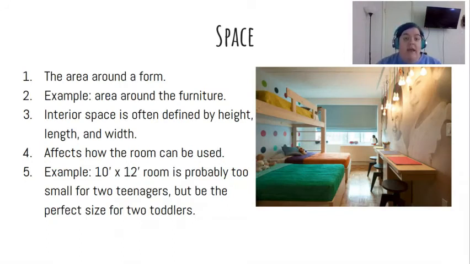An example would be any area around the furniture in a room. Interior space is often defined by your height, length, and width. So it affects how the room can be used.